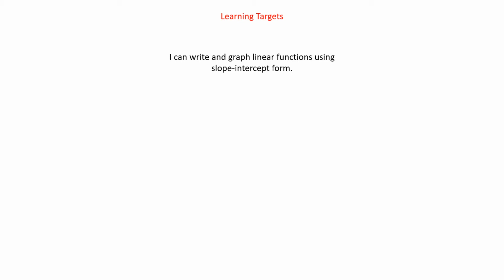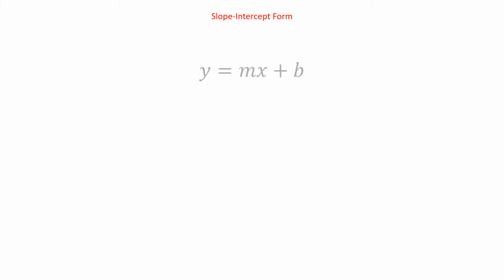Our learning target is we can write and graph linear functions using the slope-intercept form. And so, next question is, what is slope-intercept form? The slope-intercept form of a line comes in the equation y equals mx plus b. Now you've probably seen this equation before. It's the one that we generally think of when we think of graphing a line.